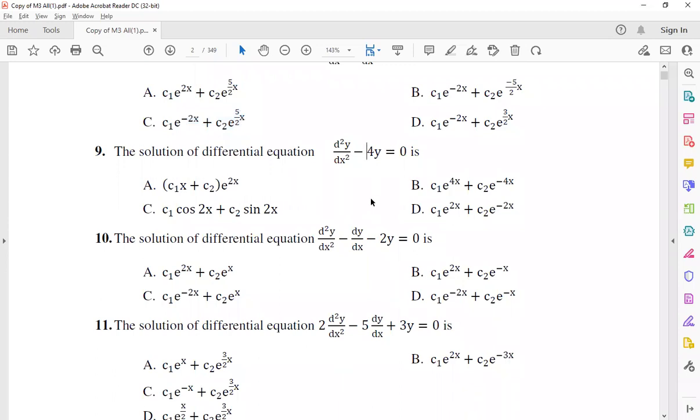Sometimes you can just see and you will get the roots. It is like b square minus 4. If you shift it there, it is plus 4. If you take square root, it is plus minus 2. Plus 2 and minus 2.